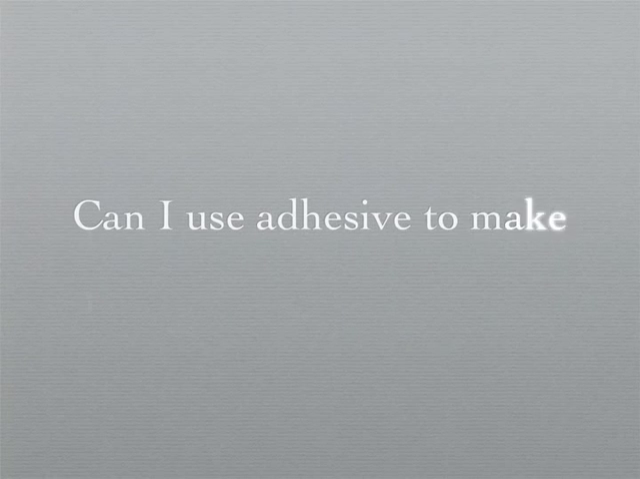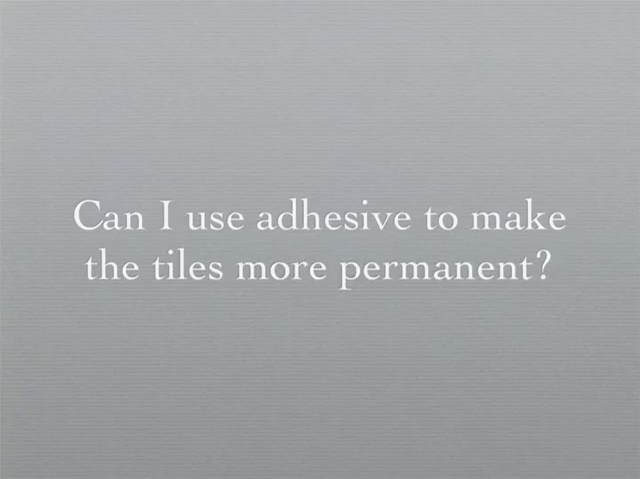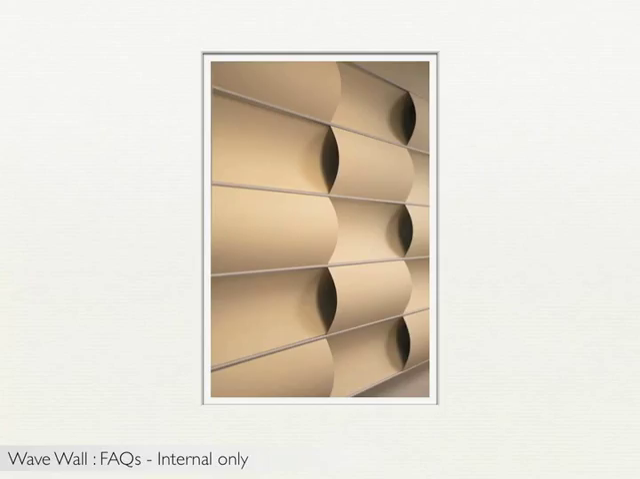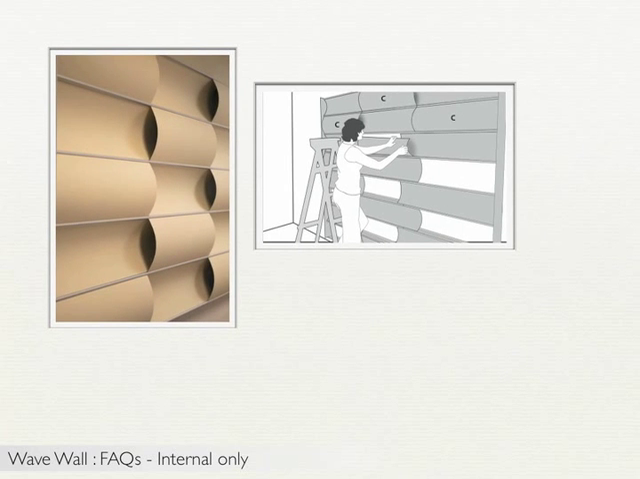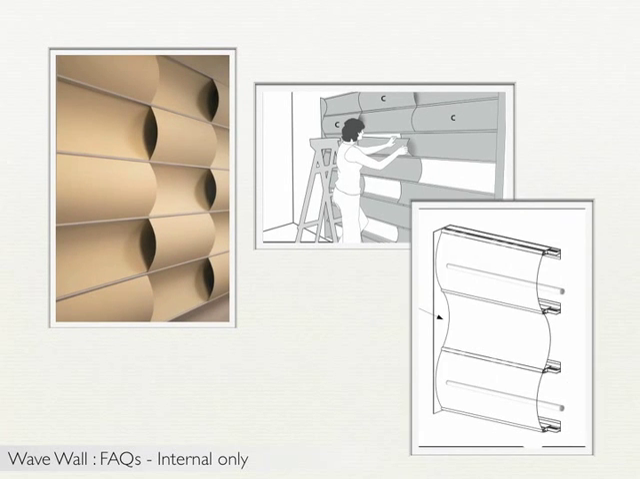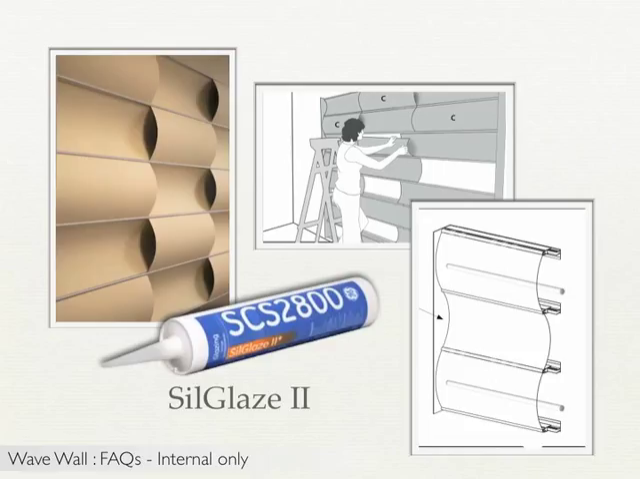Can I use adhesive to make the tiles more permanent? In some cases, customers may want to make the tiles more permanent, to prevent theft, for example. However, they may still need the ability to remove tiles. For instance, they may need to access lighting behind the tiles. In these cases, the best adhesive to use is Sil Glaze 2, which can be purchased from 3form.